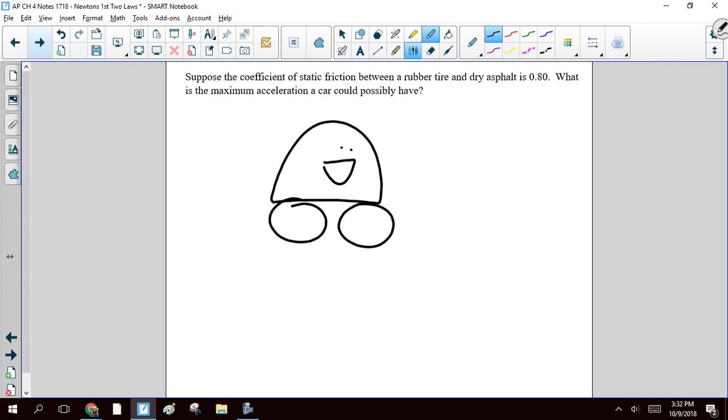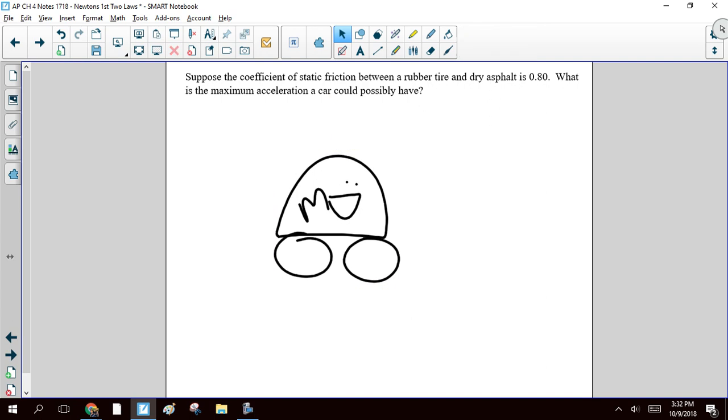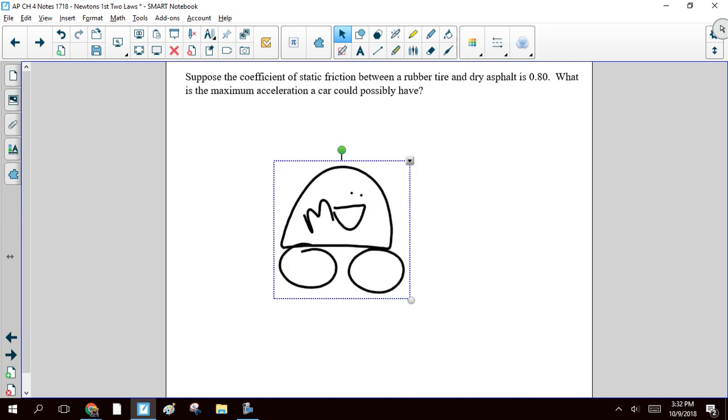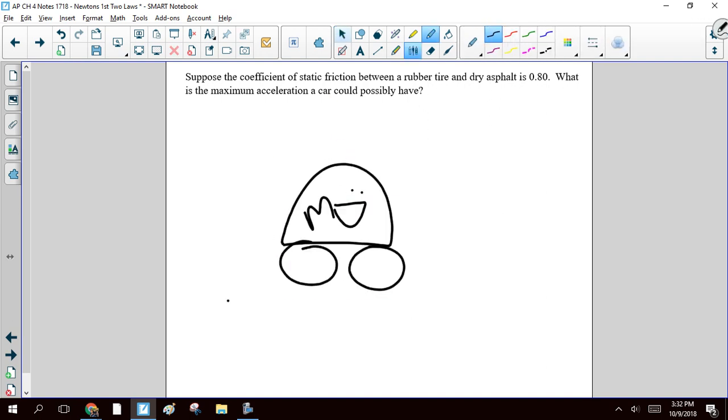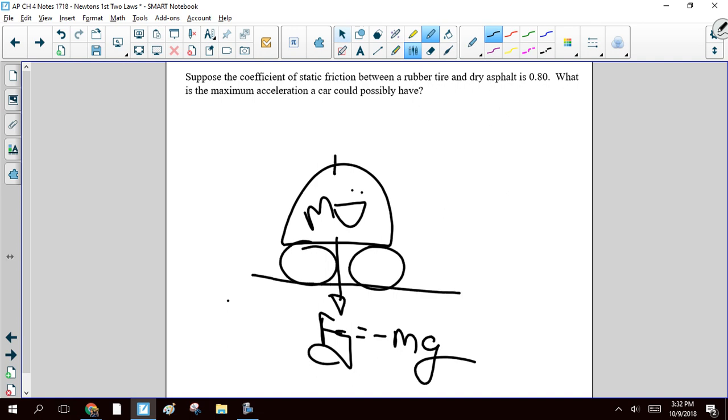Okay, so the car has a mass of m, right? So automatically I know that there is the force of gravity, which is negative mg, right? The car is presumably sitting on the ground, and thus there is a normal force big enough to cancel out the force of gravity, so that's going to be positive mg, all right?